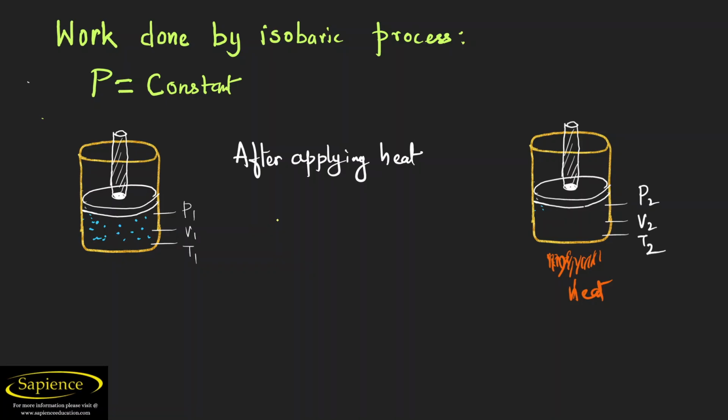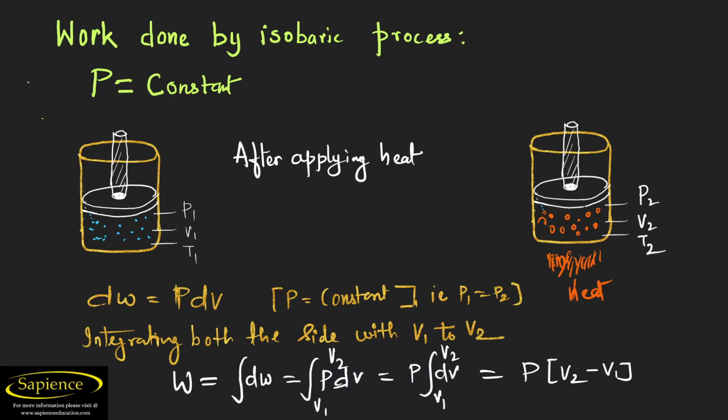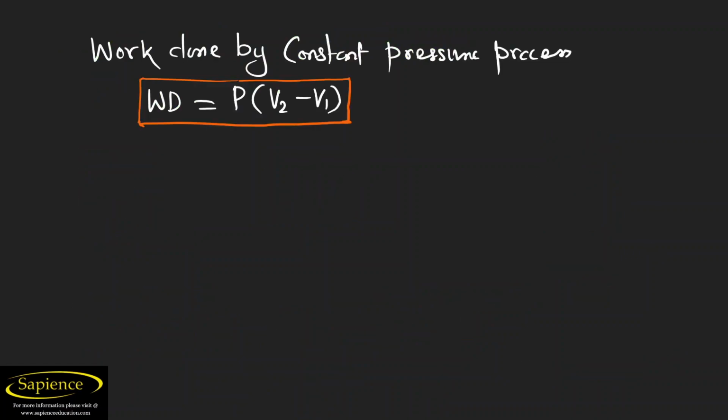See here, when we apply heat, what will happen? Volume may change to V2, temperature may change to T2, but pressure P1 will remain equal to P2. So dW is equal to P dV. Again, pressure remains constant, so P1 is equal to P2. If we integrate both sides, we get this. I have repeated the same thing so that you are able to understand it properly. So finally, work done for the constant pressure process is equal to P into (V2 minus V1).